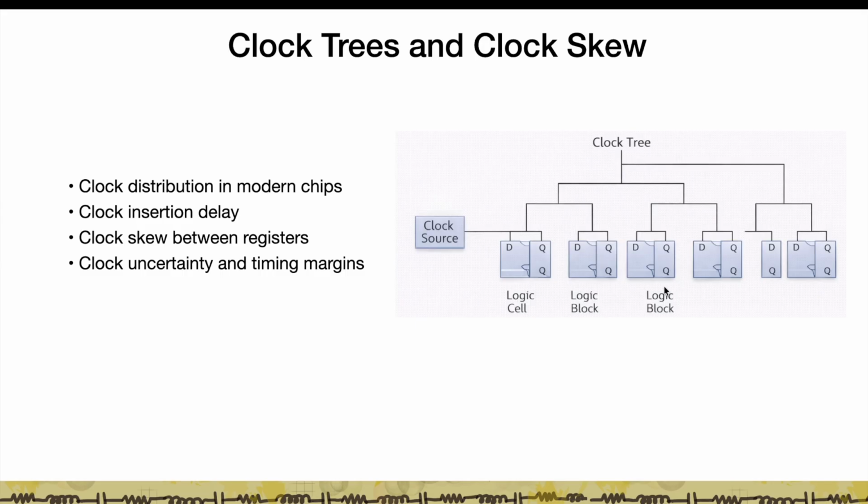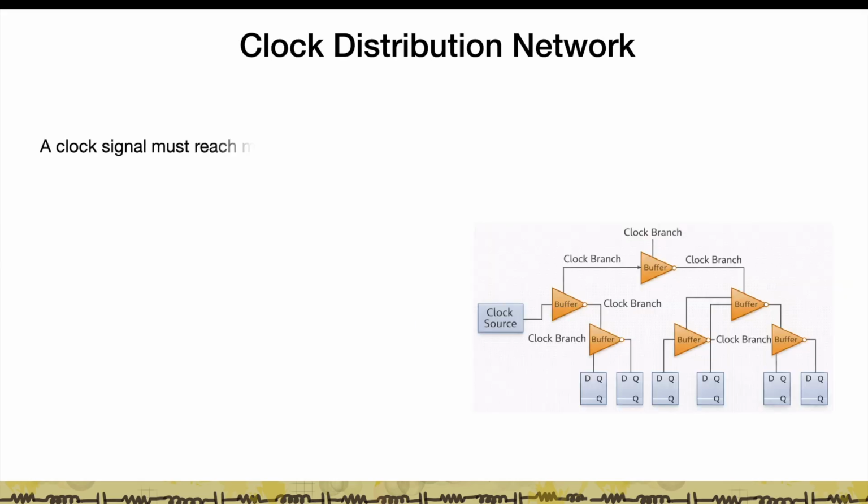That arrival time difference is called clock skew, and it's one of the most important and most misunderstood effects in digital timing. In this video, we'll build a complete picture: how the clock gets distributed, why skew occurs, how it reshapes your setup and hold margins, and what designers do about it. Let's start with the scale of the problem.